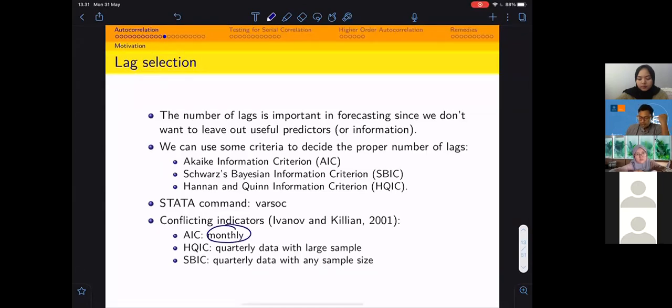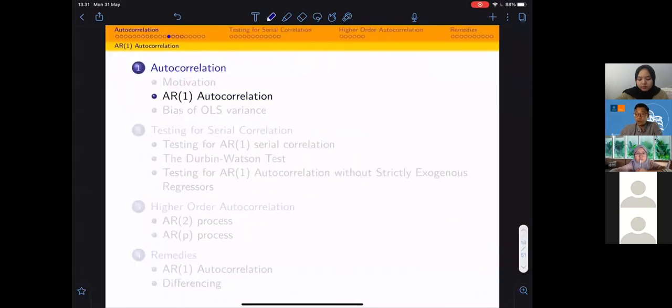If you have monthly data, then the Akaike information criterion is more relevant. If you have quarterly data with a large sample, you can use the HQIC or the Schwarz-Bayesian information criterion. And if you have quarterly data with any sample size, you can use the Schwarz-Bayesian information criterion. So these are good practical information that you need, in particular if you need to select the lag length.